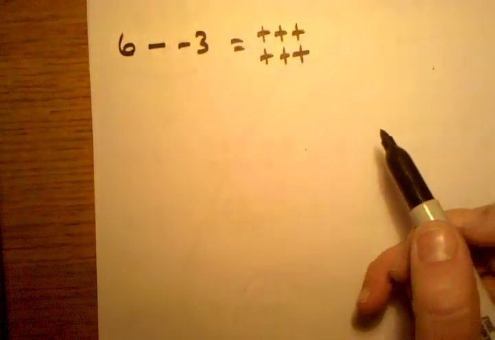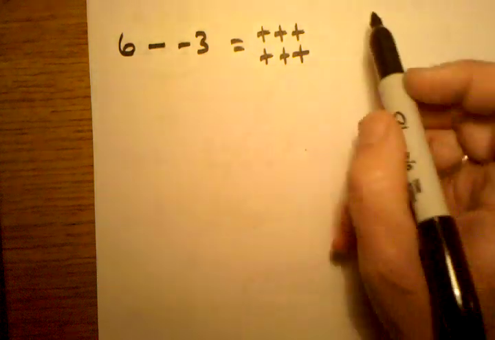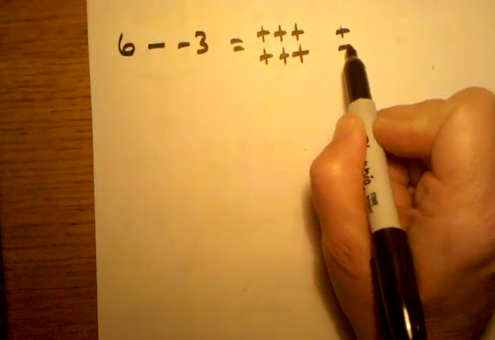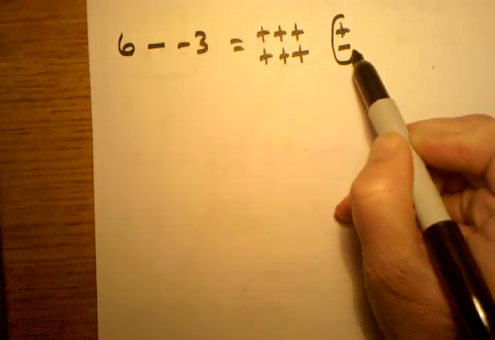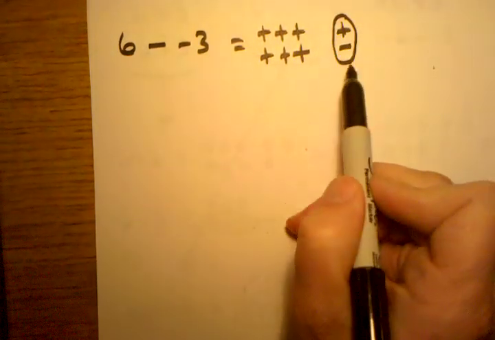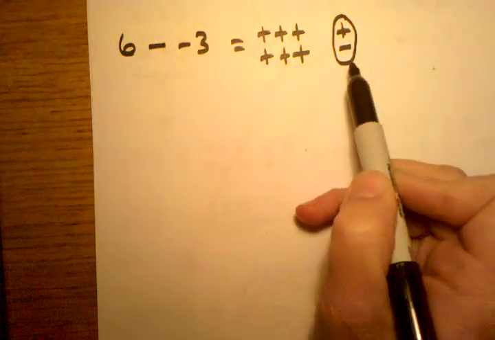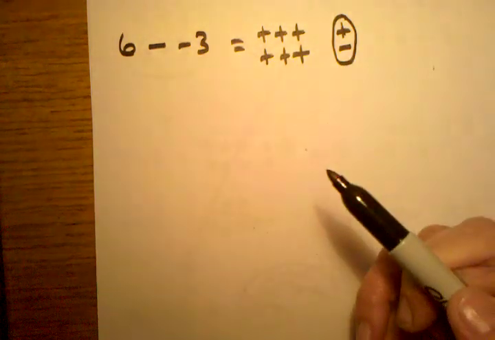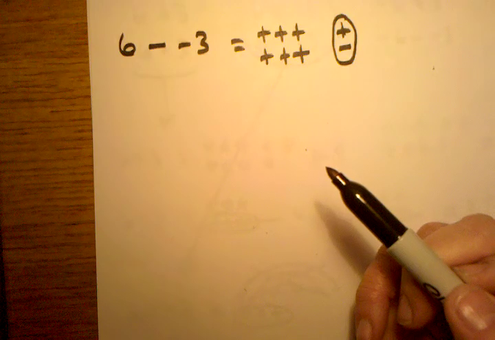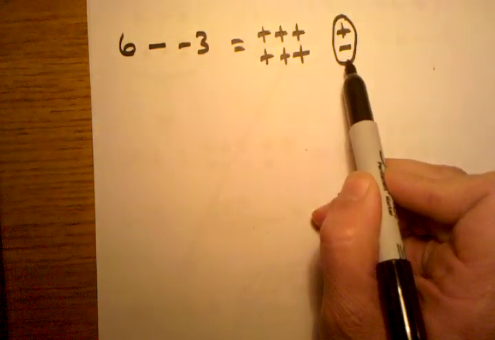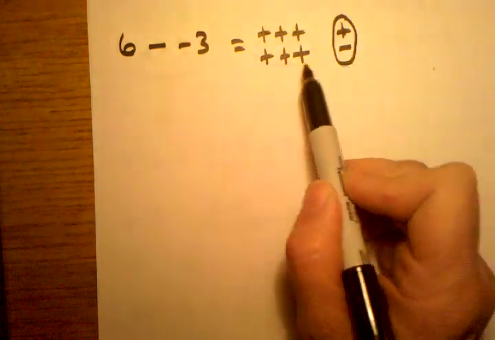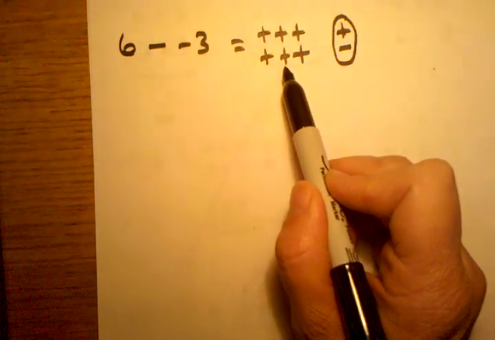So if you work with the 0 pairs, if I add this to my pile, I just added a 0 pair to my pile, and I'm going to put it in a circle just so we can recognize it as a 0 pair. If I add this to the mix here, I basically added 0 to 6. I did not change the value of the entire pile here. So I can add as many of these 0 pairs as I want. I can go on forever adding these, and it's not going to change the value of this pile of 6 positive signs.